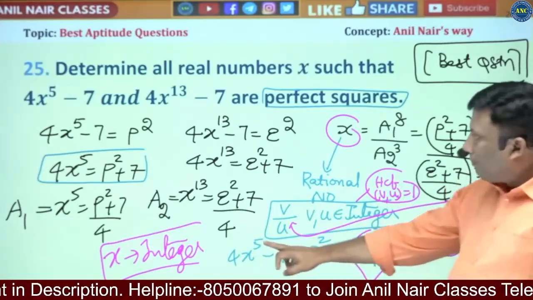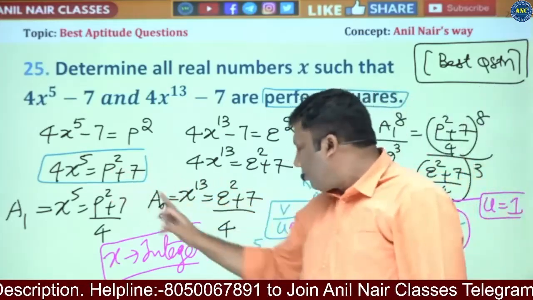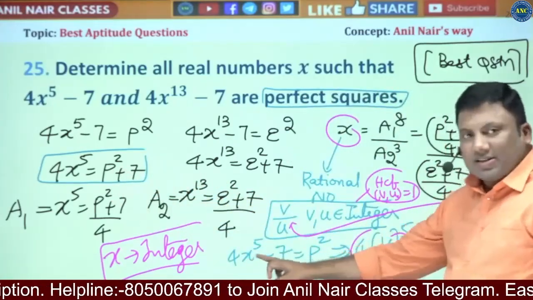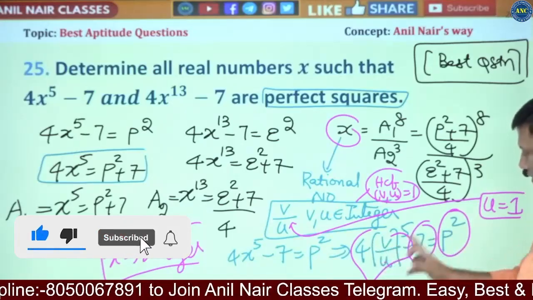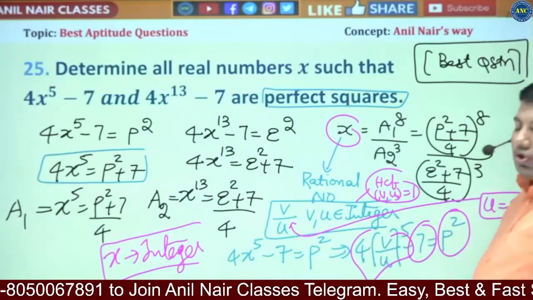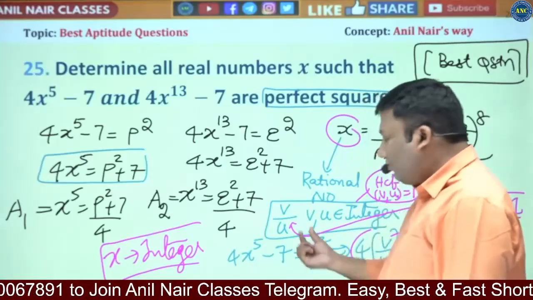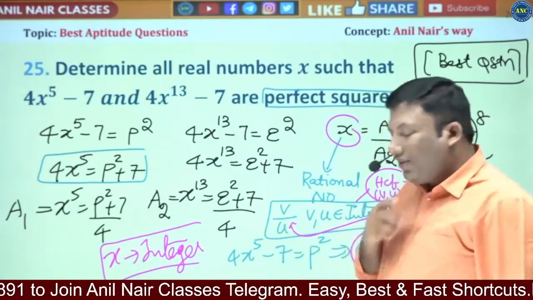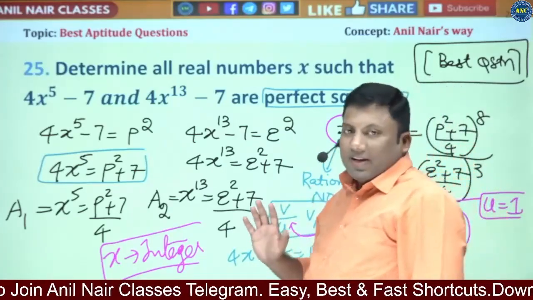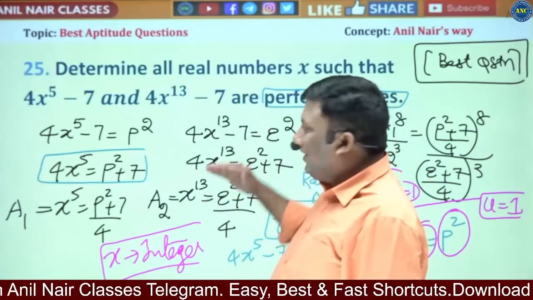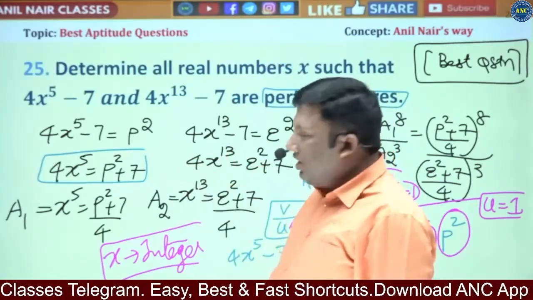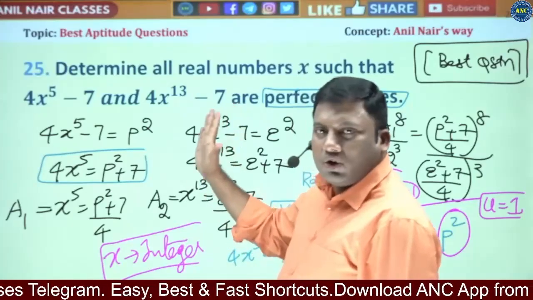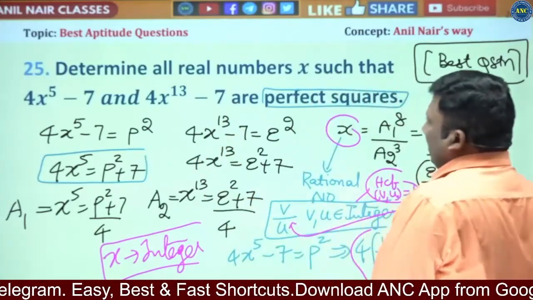So 4x^5 minus 7 is equivalent to p square. Wherever x is there, v by u power 5. This is an integer, this is an integer, this should be an integer. That means u should be 1. If the denominator is 1, that means it is not just a real number, it is an integer. From real number to rational number, from rational number to integer. A true perfect question for the number tree property. Now see here.